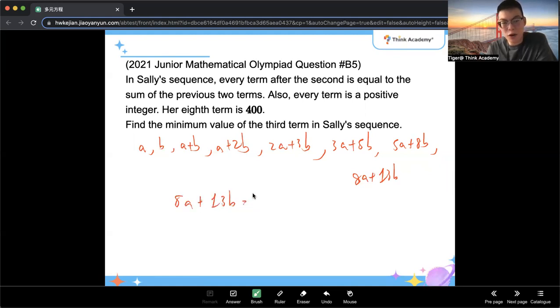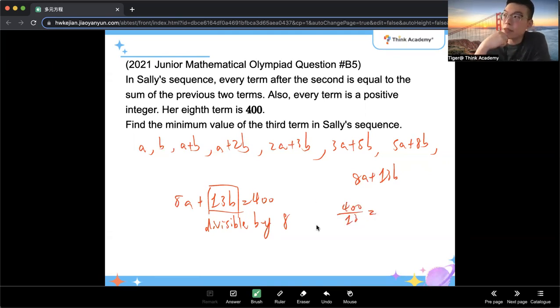8a adding 13b is 400, which means that 13b has to be divisible by 8. Now it means that b is a multiple of 8. And b has to be smaller than 400 divided by 13, which is going to be 30. So that is going to be less than 31. And it means that b is going to be less than that.